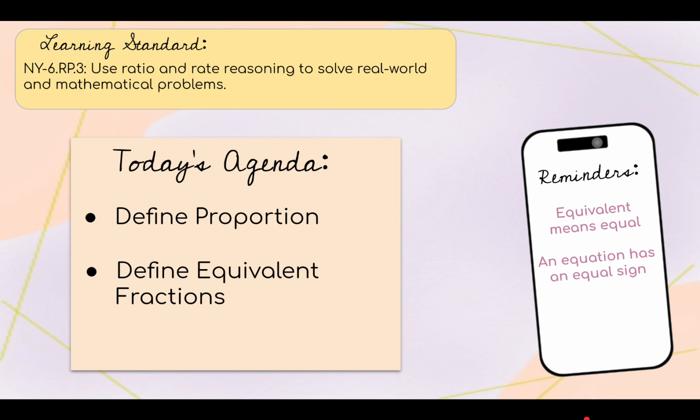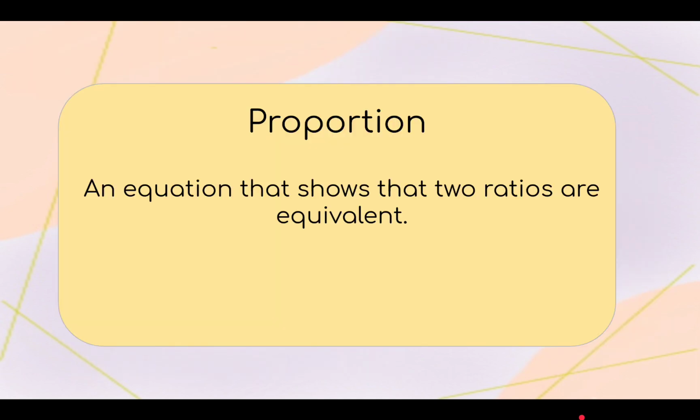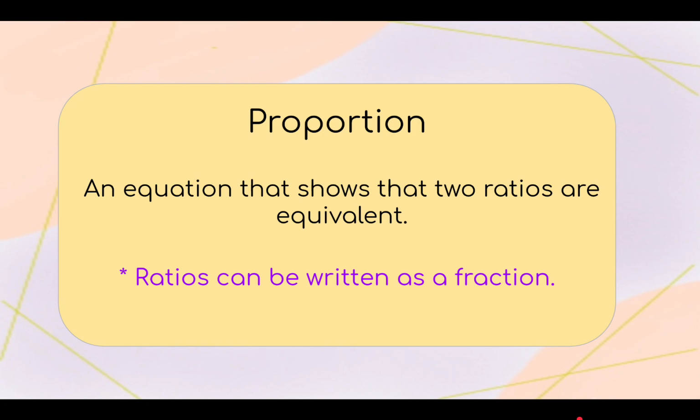An equation has an equal sign, and a variable, which is a letter, any letter, can be used to represent an unknown number. So let's start off by defining proportion. Proportion is an equation that shows that two ratios are equivalent. Remember, equivalent just means equal. And ratios can be written as a fraction. So let's get started with our example.